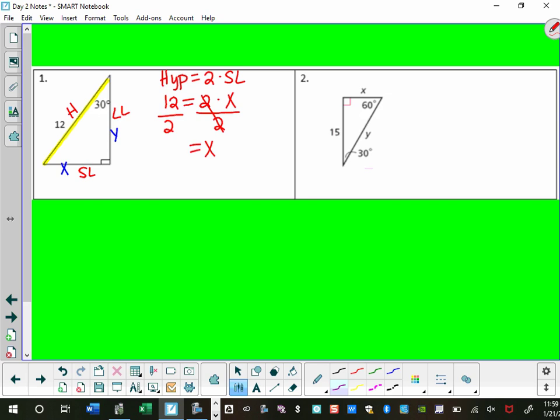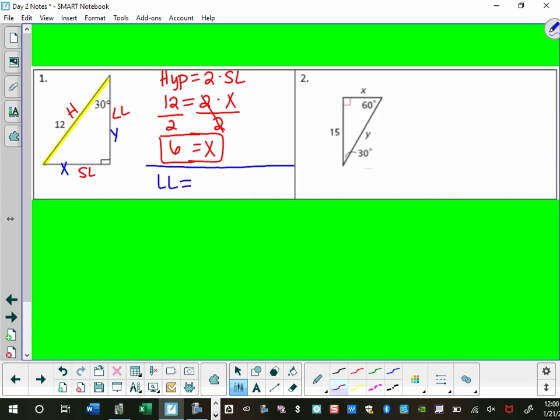What's 12 divided by 2? It's 6. So my short leg is 6. Alright, I got my short leg. Now I need to find the long leg.